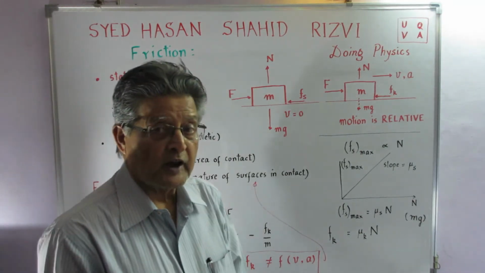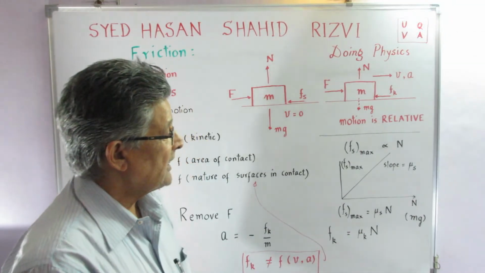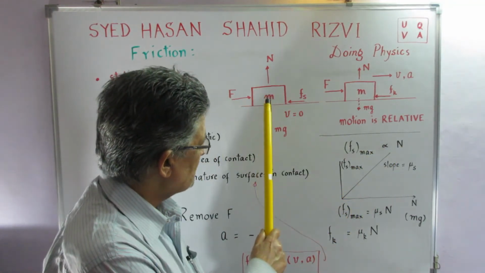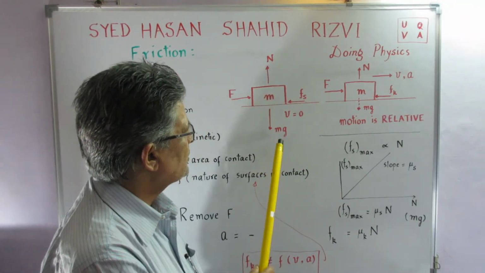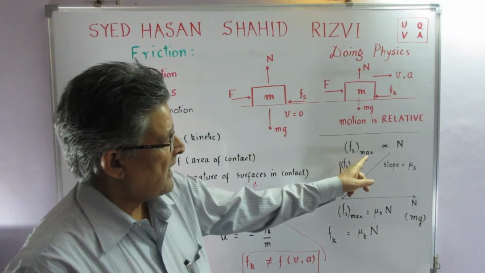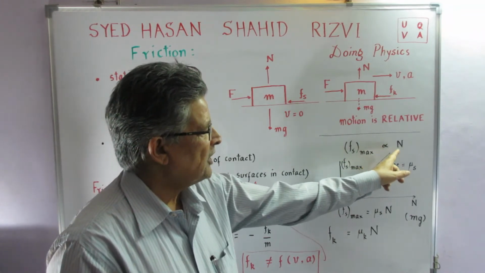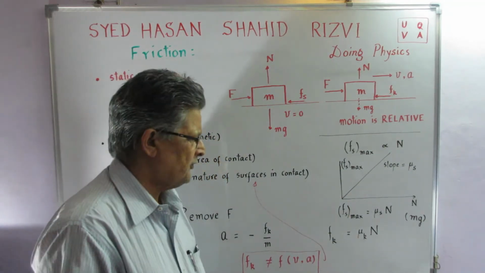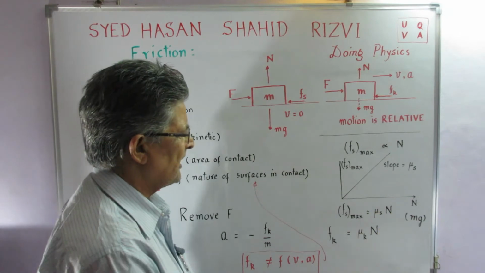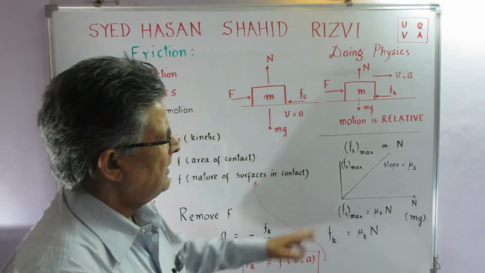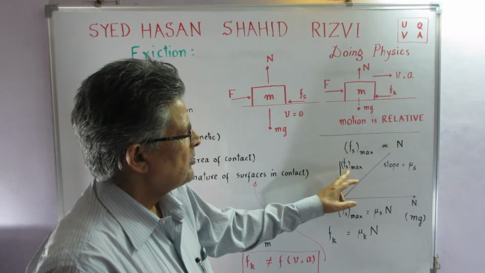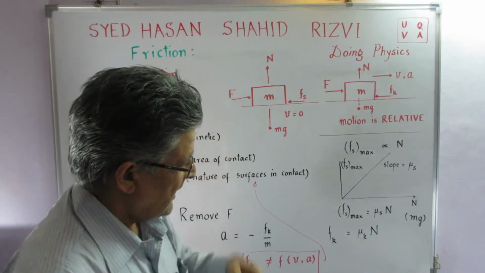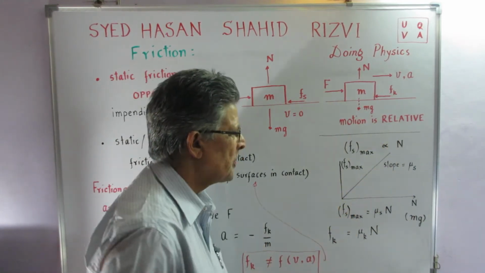empirically, by conducting experiments, we found that this is proportional to the normal force. The normal force which results because of the mass of the body, because the normal force is equal to mg. So Fs maximum is proportional to the normal force. One force is proportional to another force. And taking the linear system that we have been talking about often, what we found is that the relation between Fs maximum and the normal force is a straight line.